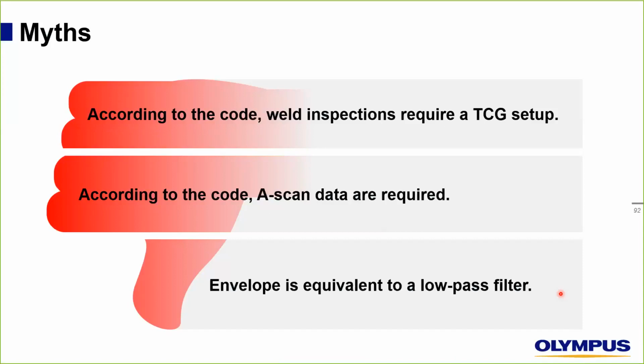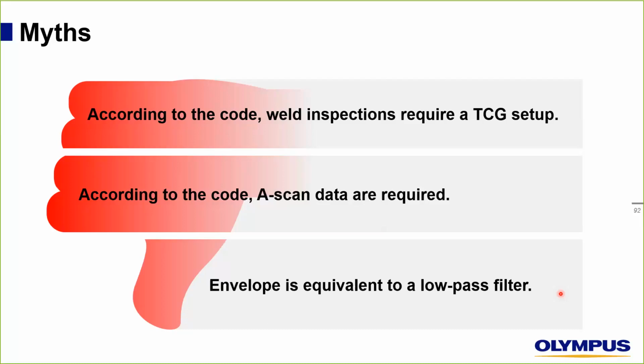According to the code, weld inspections require a TCG setup. Absolutely wrong. For TFM, the ASME code doesn't mention a TCG setup at all for such inspection. According to the code again, A-scan data are required. So this is wrong as well. We don't need the FMC data and the A-scan raw data for TFM inspection.